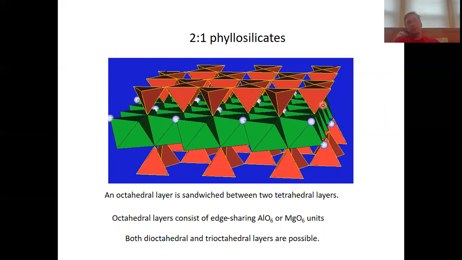Okay, so now we discussed one-to-one phyllosilicates. In addition to that, we can also have what is called a two-to-one phyllosilicate. So in this case, we have two tetrahedral layers sandwiching one octahedral layer, okay? Whereby, again, this octahedral layer can either be a dioctahedral or trioctahedral layer. When we have a dioctahedral layer, then the octahedral layer contains aluminum. When we have a trioctahedral layer, our octahedral layer contains magnesium.